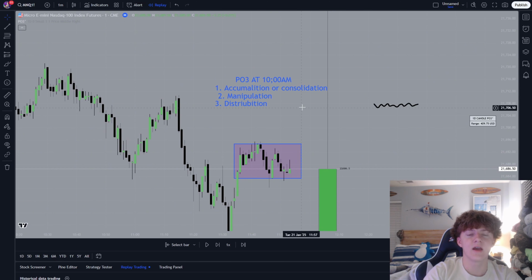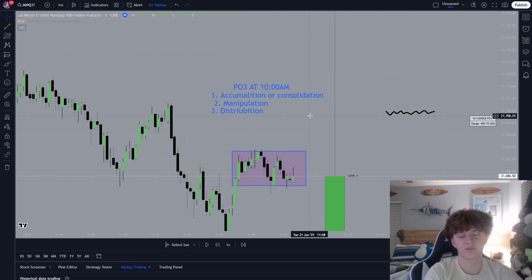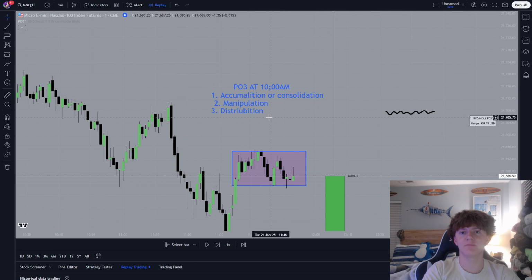So at 10 a.m. we see our accumulation. This is going to be when a bunch of orders are just racking up. We see a bunch of liquidity forming. Our next step of Power 3 is going to be that manipulation. Our manipulation is when we are going to stop out all retail traders. So in this strategy, you have to think, what would a retail trader do so I can do the opposite? It's weird, but I'll show you guys here in just a second.